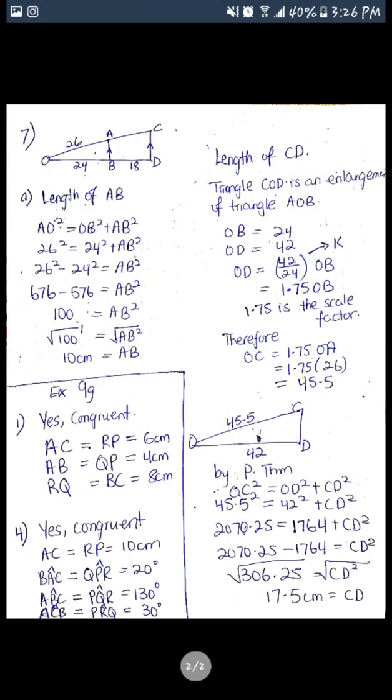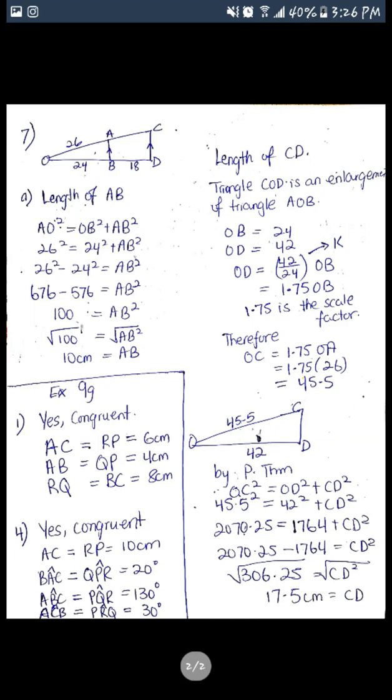Right, so that's why we had to find the scalar, so we could have found the entire length of OC. And the scalar is pretty easy to find. All you do is put the longer line over the shorter line. Make sure it's the same parts of the triangle. So if we're using the base, we use OD over OB.